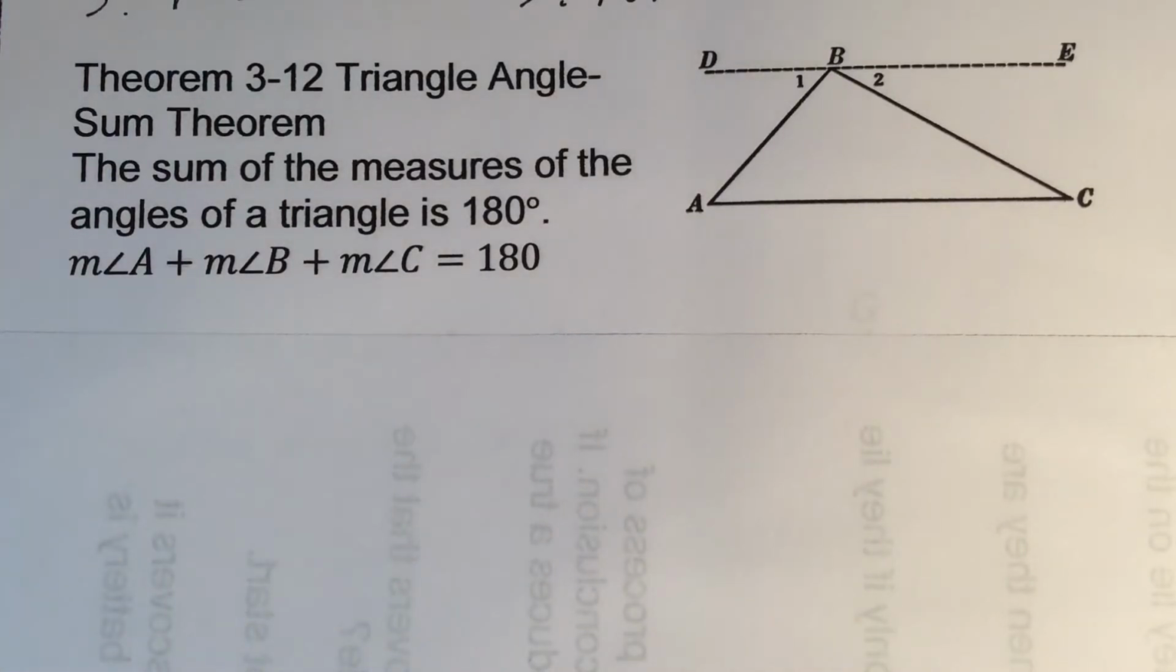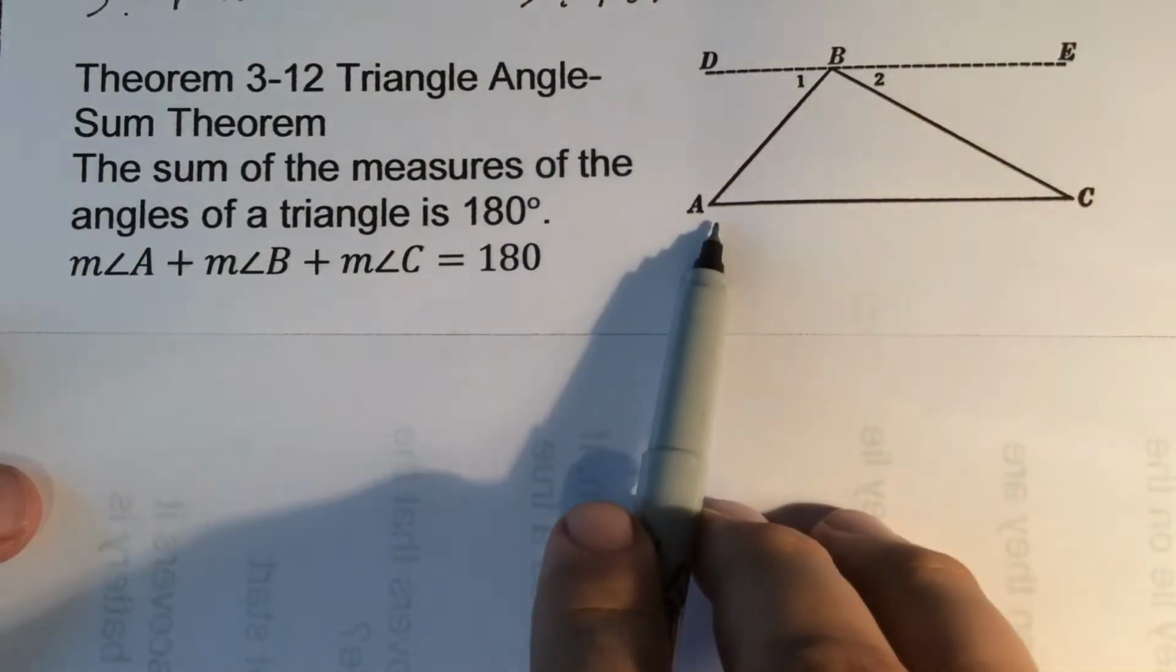So we have Theorem 312, the triangle angle sum theorem, which says that the sum of the measures of the angles of a triangle is 180 degrees. So the measure of angle A plus the measure of angle B plus the measure of angle C is going to be 180.